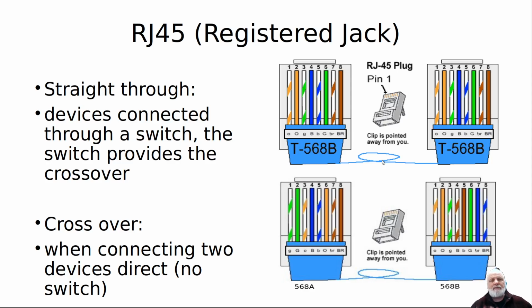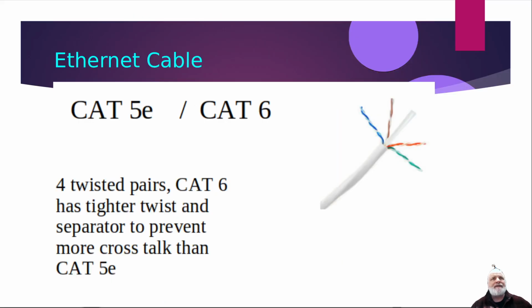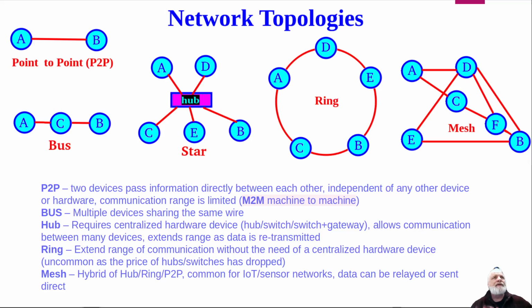So let's go back to the topology here for a second. If you look at, say, a point-to-point, if I just had a laptop and I wanted to plug it into a PLC or a robot to do some communications, and I just wanted to go straight to it, then I would have to use a crossover cable so that the transmit on pins 1 and 2 was sent to the receive pins at B. And then B's transmit pins would be sent to A's receive pins.